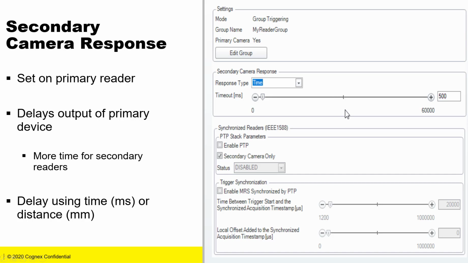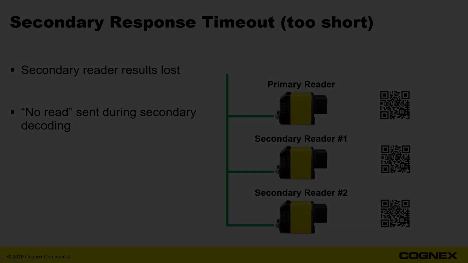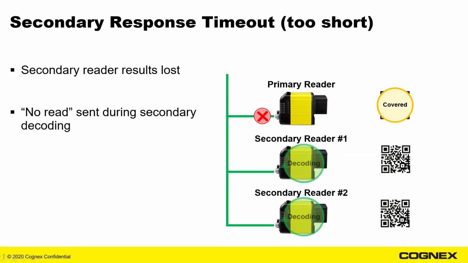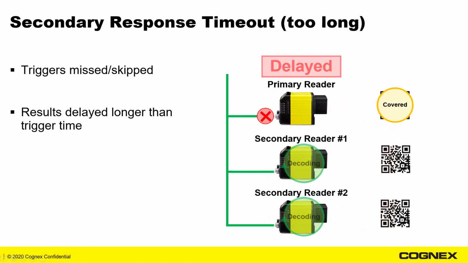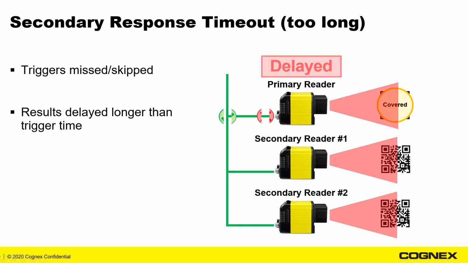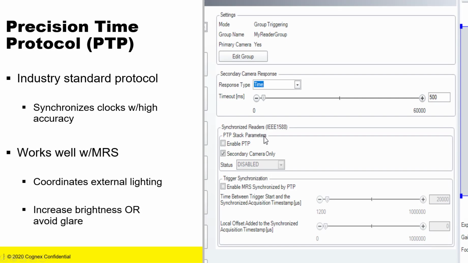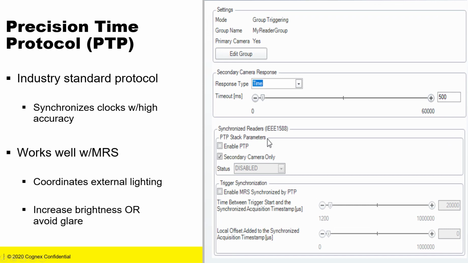Either way, the higher your slider value, the longer your secondary readers will have to properly decode and transfer results. It's important not to make your timeout too low or you will lose results. Also, do not set the timeout too high because it may increase your overall trigger time and conflict with subsequent triggers. The final settings on the MRS page are all related to PTP, or Precision Time Protocol.